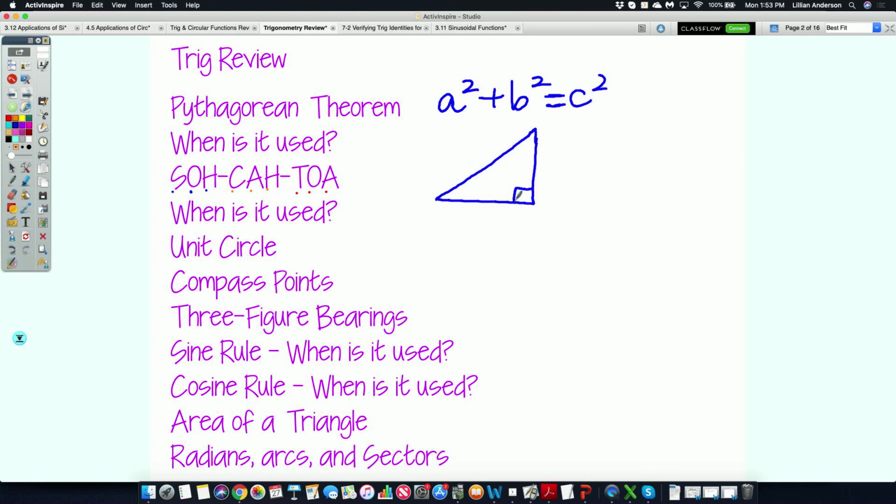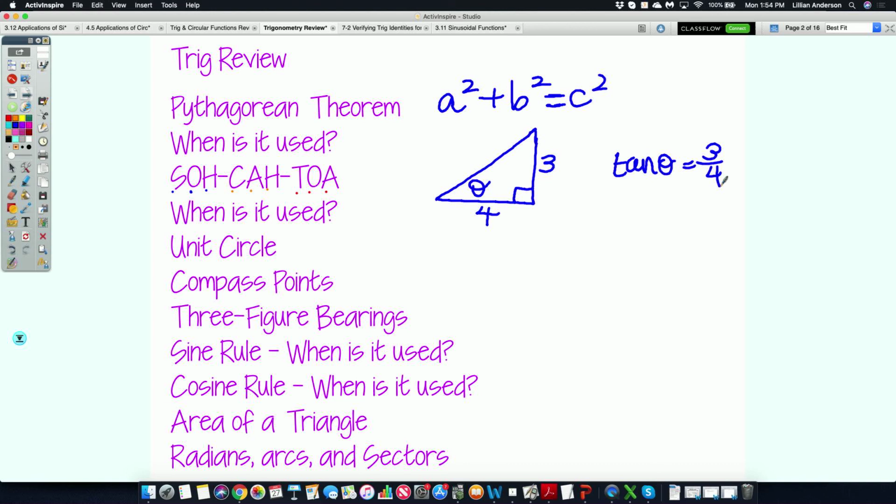Let's say that you were given this and you're looking for that angle theta. What trig function would I use here? It would be the tangent of your angle, 3 over 4, and because I'm looking for an angle, I need to make sure to do the inverse of tangent.